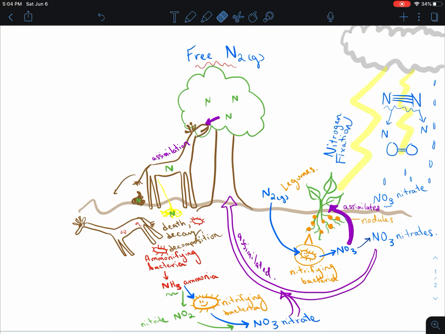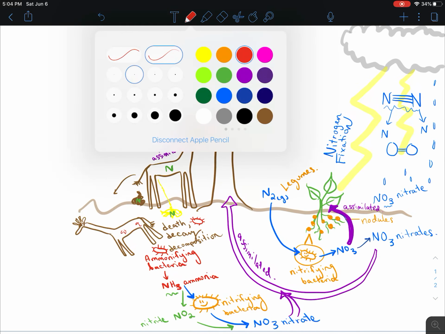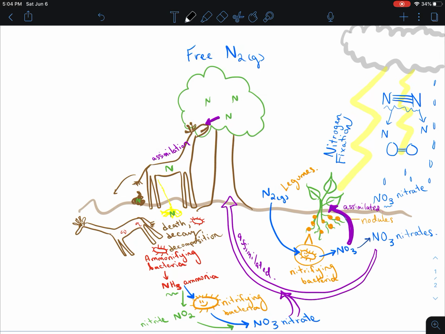So there's one more stage of the cycle that is kind of strange. We have one last kind of bacteria that is kind of a jerk because he undoes all the hard work that we've done to fix that nitrogen and keep it in the food chain. And this is called denitrifying bacteria.